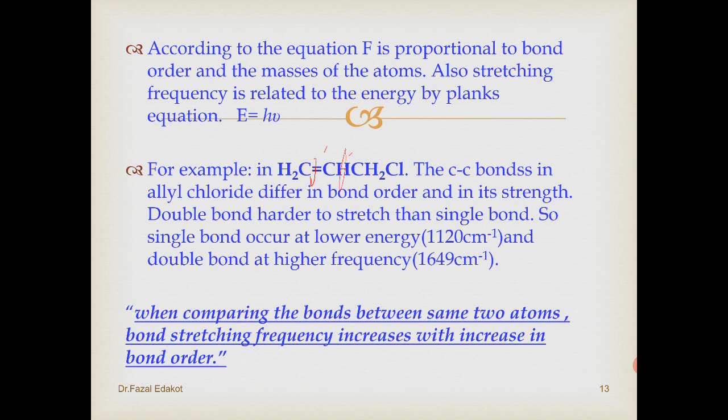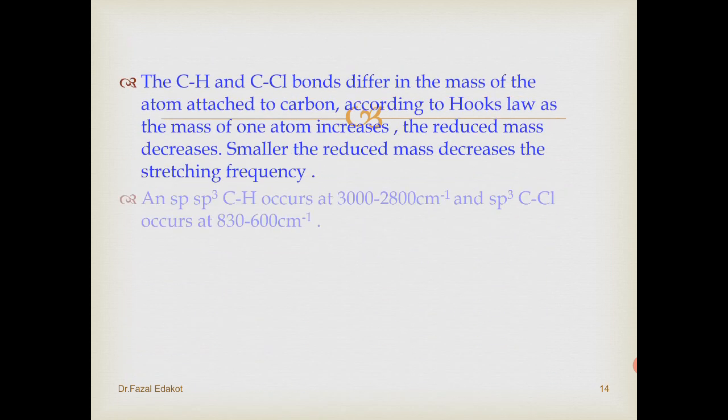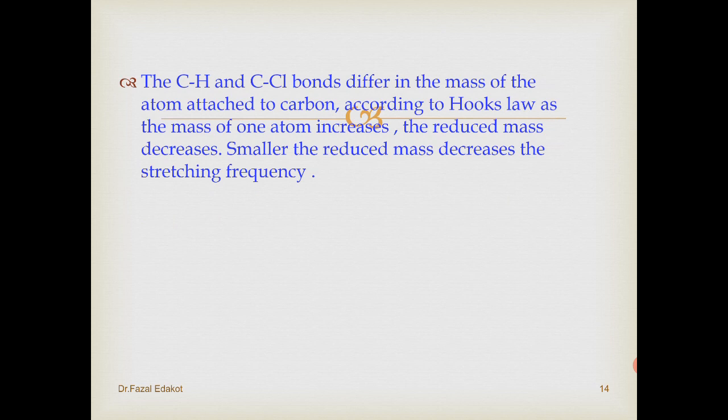Now in this molecule, there are two types of bond, C-H and C-Cl, because Cl is a big atom and hydrogen is a small atom. C-H and C-Cl bonds differ in the mass of the atom attached to the carbon. According to Hooke's law, as the mass of one of the atoms increases, the reduced mass changes. We have given an equation for reduced mass. A smaller reduced mass decreases the stretching frequency.